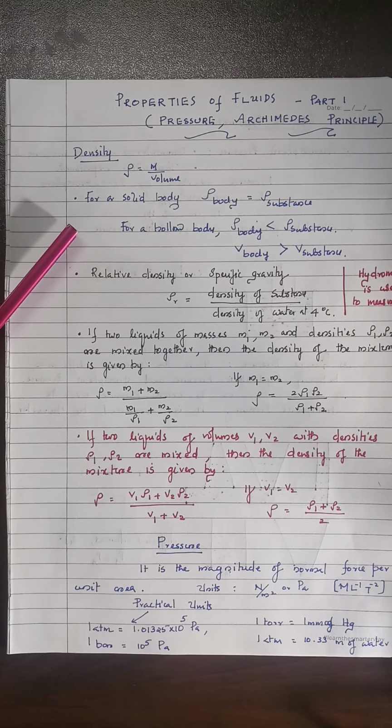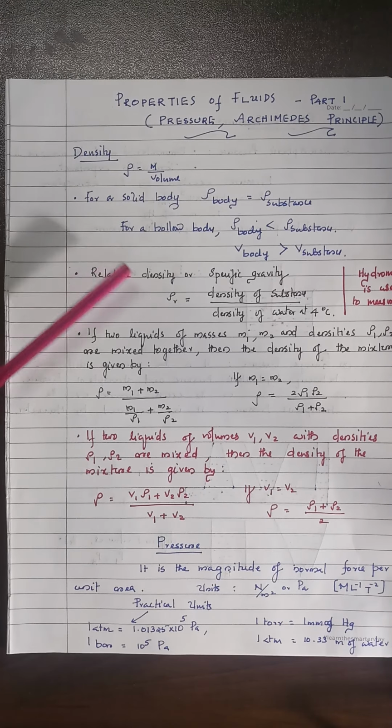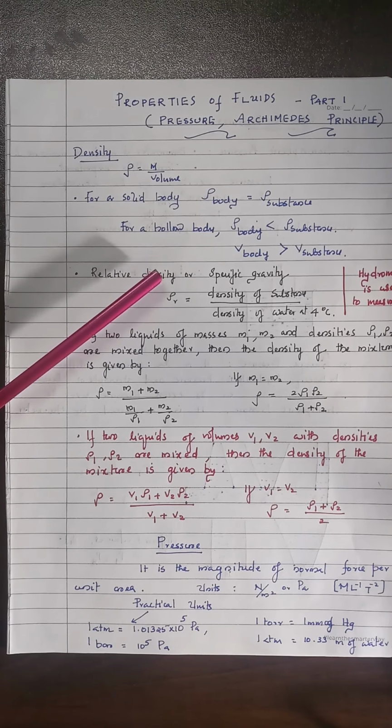And keep in mind, for a solid body, the density of the body and the density of the material or the substance are equal. But the case is entirely different for a hollow body. The density of the body is less than the density of the substance. Reason, the volume of the body is greater compared to the substance.